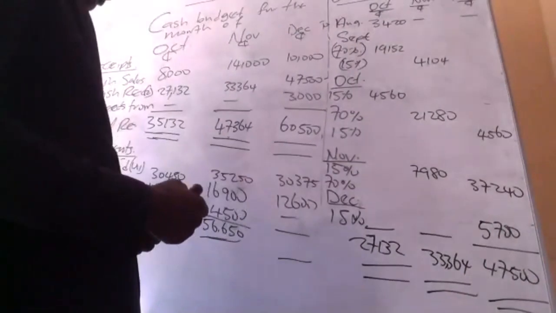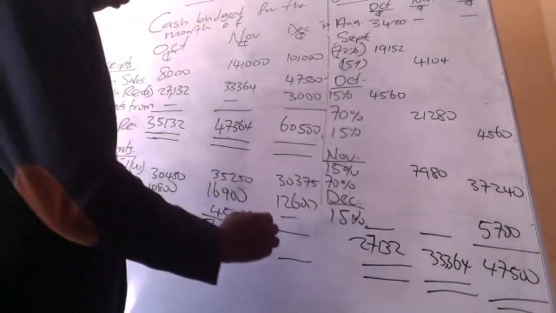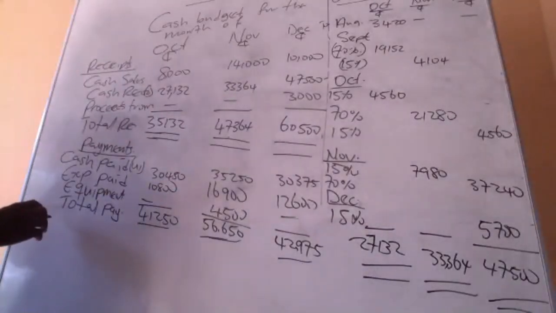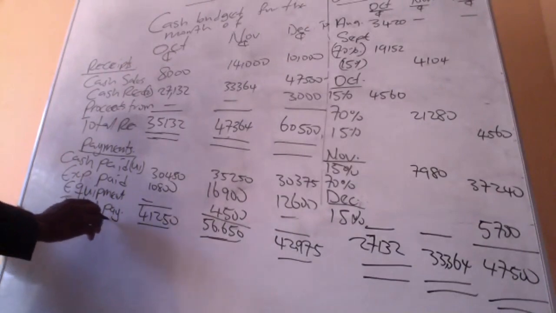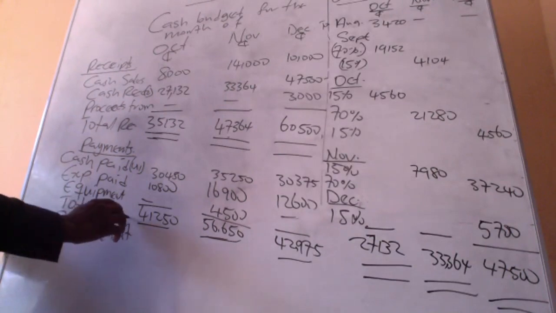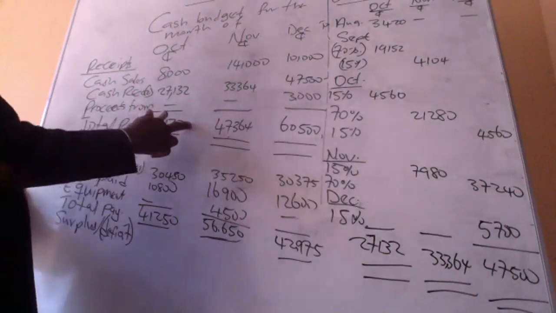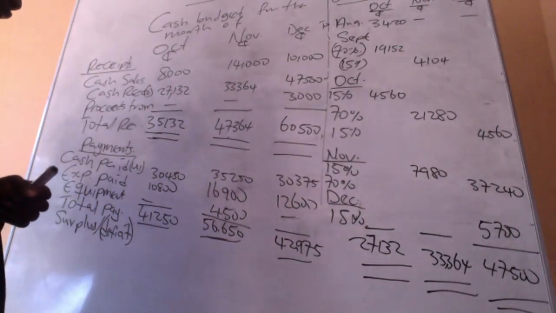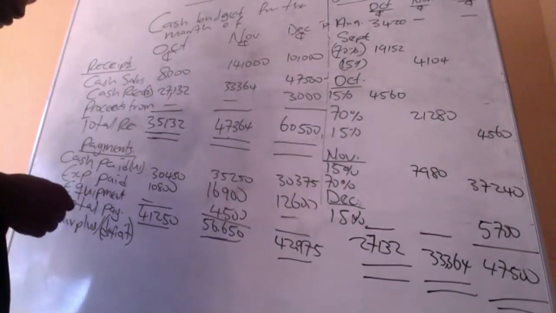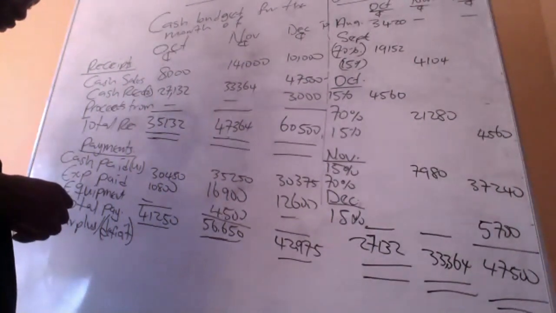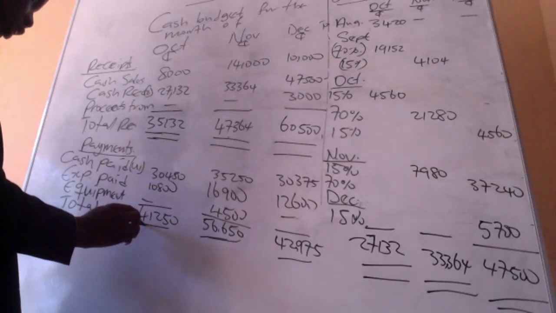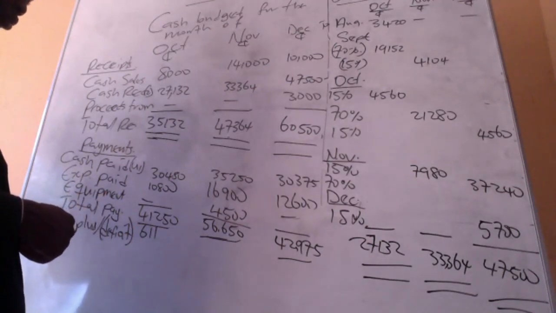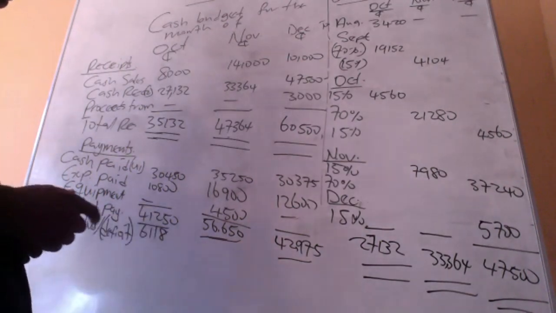Good. Now let's see the last year, that's 42,975. Good. Now when you get this, then go to surplus or deficit, and the deficit should be in brackets. So total receipt less the total payment. That will give us a deficit of 6,118. Good.